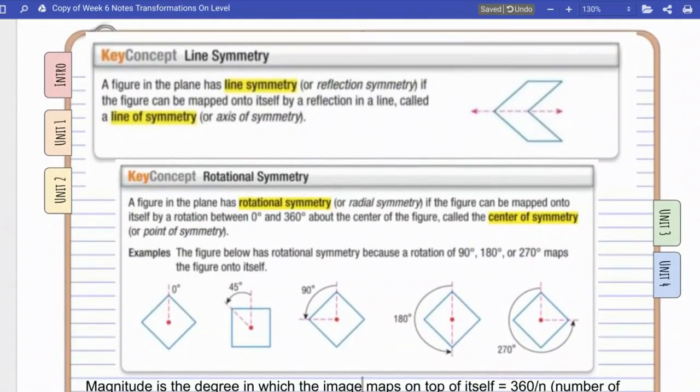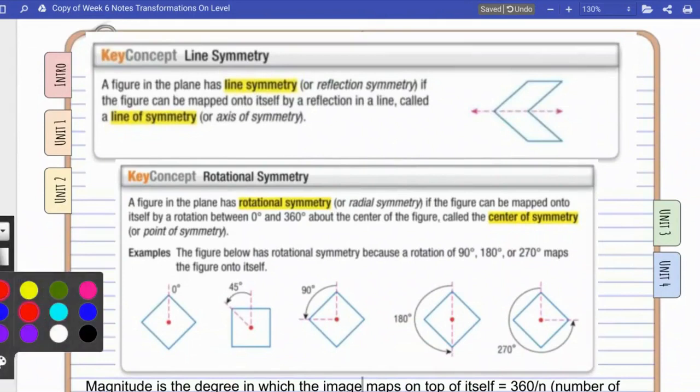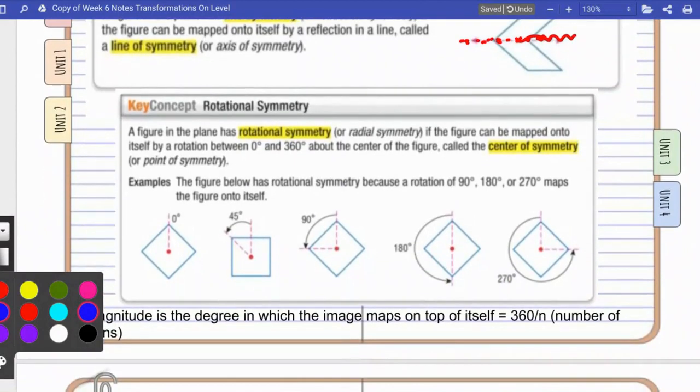Okay, let's talk about line of symmetry. Line of symmetry is just the line that you can draw or sketch in that makes the picture symmetrical. If I took that picture and I folded it on that dotted line, the shape would fall exactly on top of itself. But then we have a thing called rotational symmetry. Rotational symmetry is when you can take a shape and you can turn it so it maps directly back on top of itself.